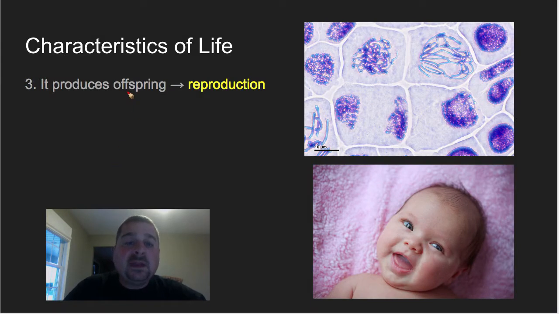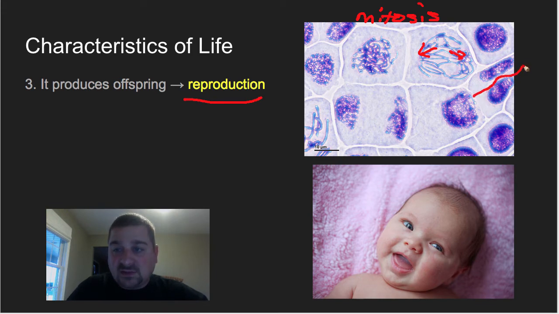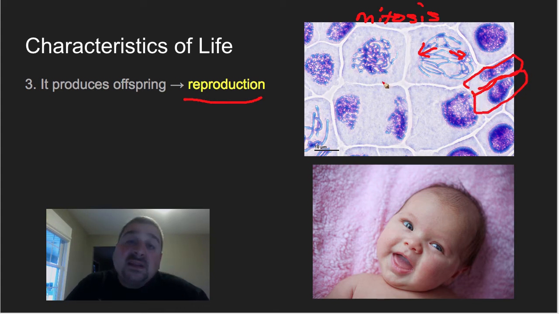Characteristic number 3 is that living things need to reproduce. In order for there to be more life, they have to reproduce. Living things have to give rise to other living things. This slide is a picture of mitosis, where we're talking about cells. You can see this cell is working on dividing the chromosomes so that, over here, it has just split into 2 cells. So we add more cells to our body, or if you're a single-celled creature, you just split, and then you have 2 organisms.